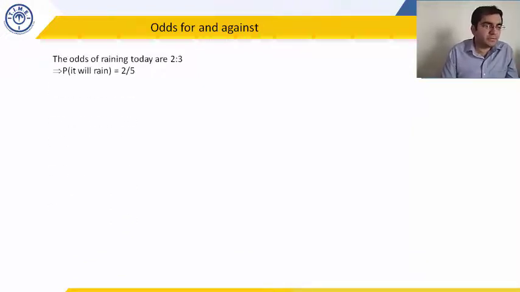This means that the probability that it will rain is 2 divided by 2 plus 3. And the probability that it will not rain is 3 divided by 2 plus 3. Please write this down.